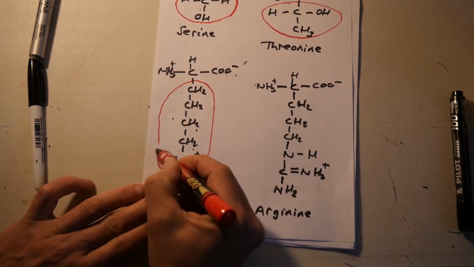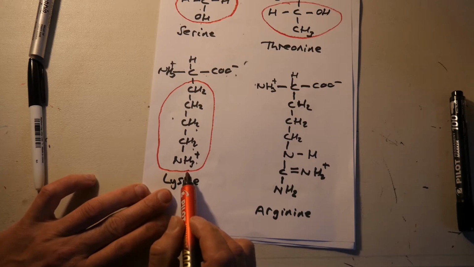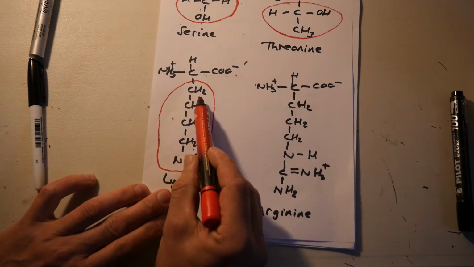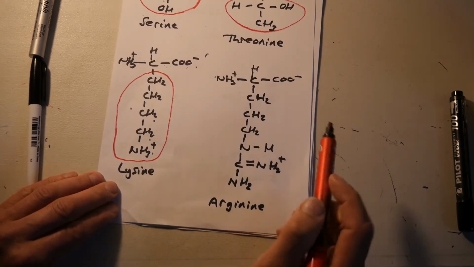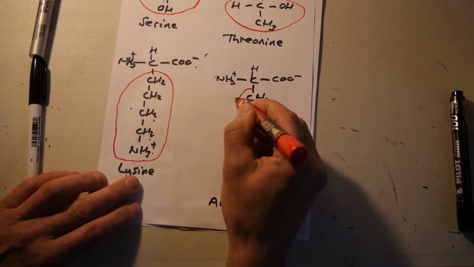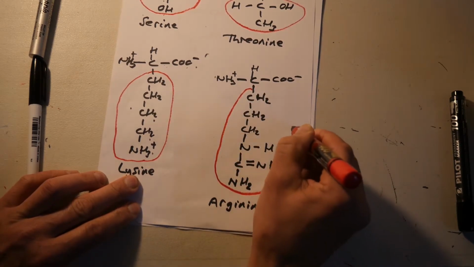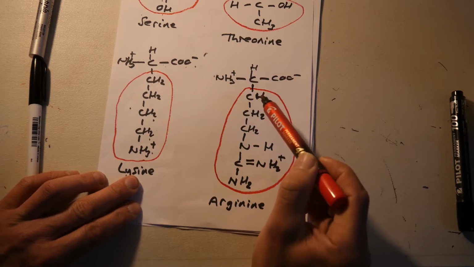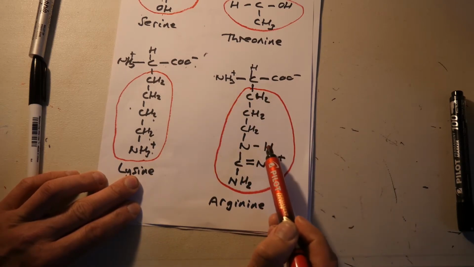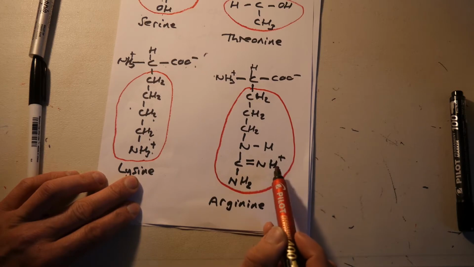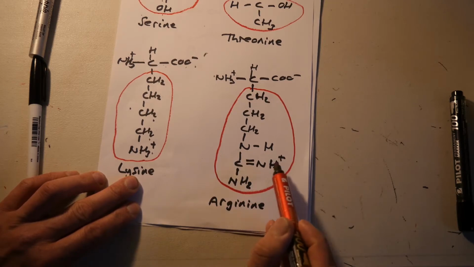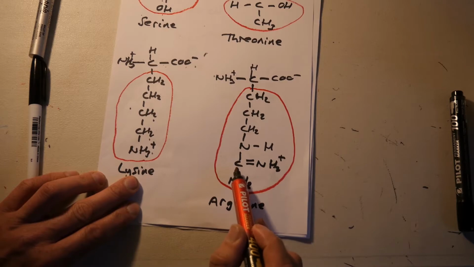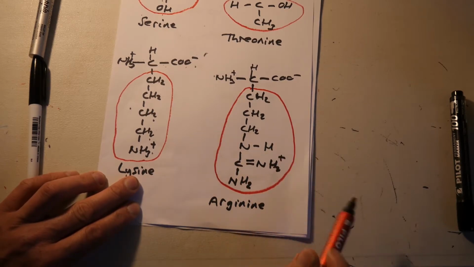NH3 plus in the end, 4 CH2s running up, and then arginine, which is this. So that's 3 CH2s and then nitrogen and then carbon double bond nitrogen, NH2 plus and then NH2 here. So this has got 2 NH2 groups, 1 positive charge, double bond carbon to nitrogen here, okay? So that's arginine.